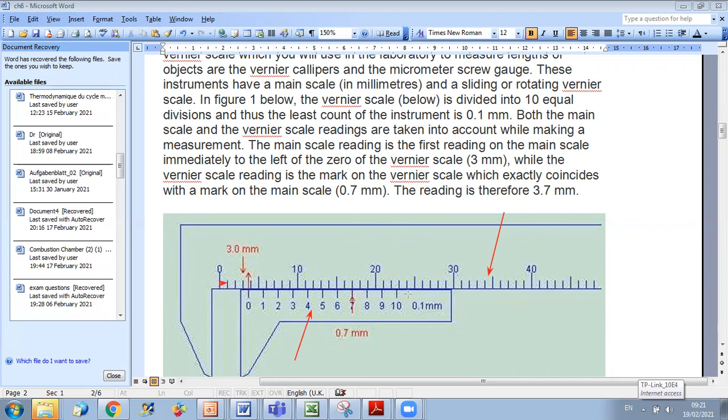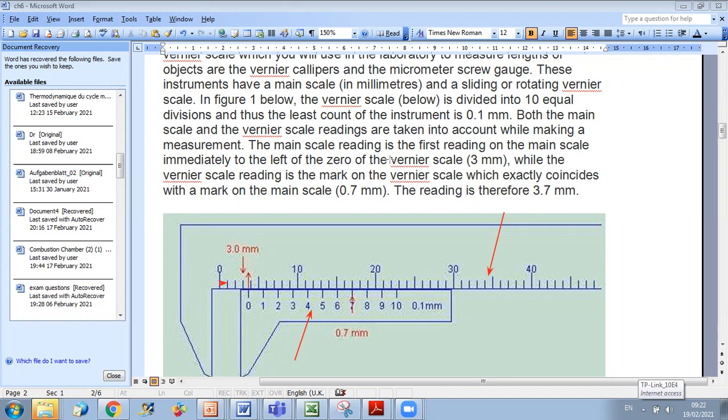So if you have 10 divisions, for example, then you are dividing the 1 millimeter of the main scale into 10 parts. So your vernier scale will be 1 over 10, which is 0.1 millimeter. If you have, on the other hand, instead of 10 divisions, 100 divisions, this means that in your vernier scale, you are able to read 1 over 100 millimeter. Now, what is the technique to read such a scale?